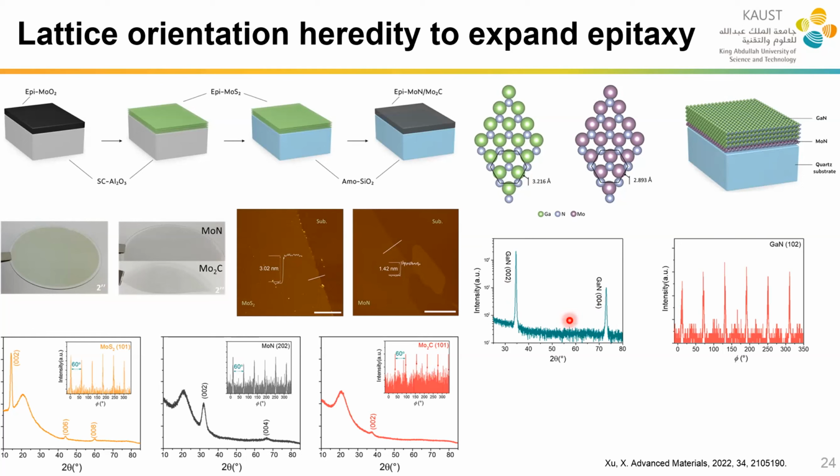We grow the gallium nitride on this molybdenum nitride surface by MBE, molecular beam epitaxy. They have the mono-oriented feature along the out-of-plane direction and also in the in-plane direction. So it means we really demonstrate that, using our lattice orientation heredity, we can achieve a mono-oriented thin film on a non-crystalline substrate.